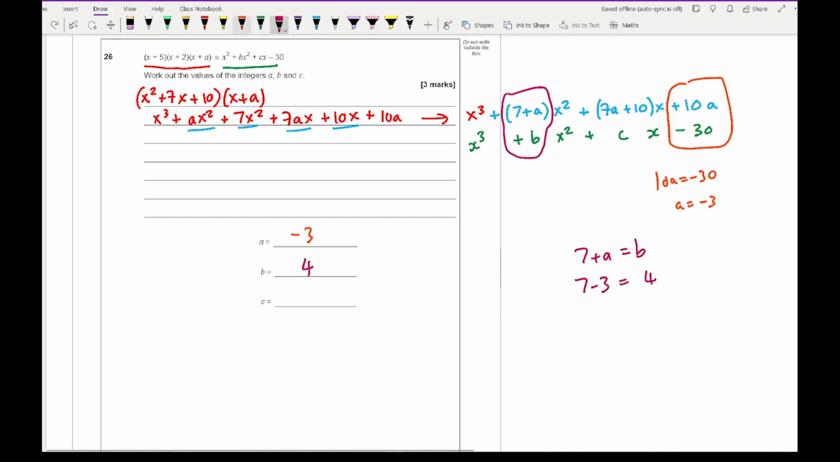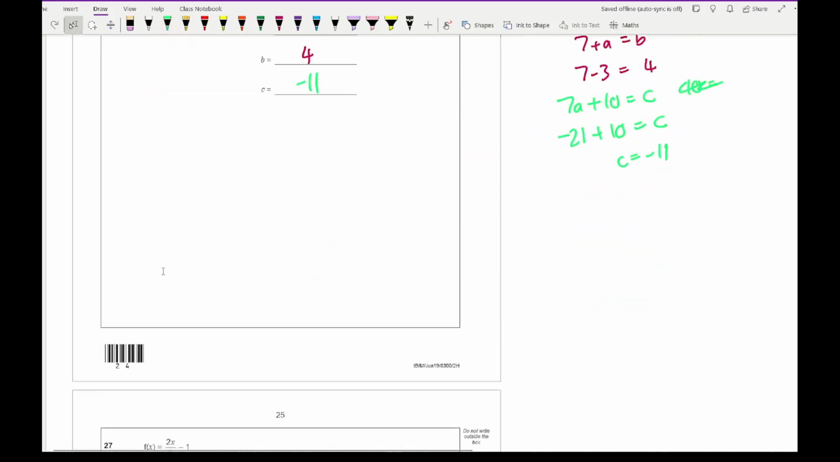And then to work out c, what I need to do is use the colour I've not used, so let's go for green. That's 7a plus 10 equals c. So if a equals minus 3, that's going to give me minus 21 plus 10 equals c. So c equals minus 11. And there are my three coefficients.